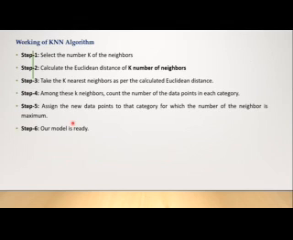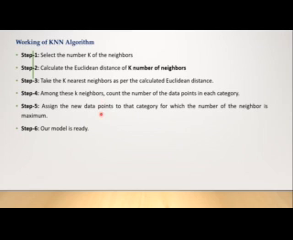Coming to the working method of KNN: first of all, we select the number K of neighbors. Then we calculate the Euclidean distance of the neighbors, for which there is a formula. Then take the nearest neighbors as per the calculated distance. Among these neighbors, count the number of data points in each category. At last, assign the new data point to the category for which the number of neighbors is maximum. At last, our model is ready.